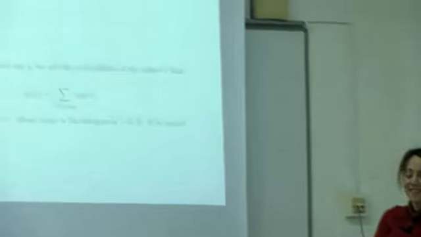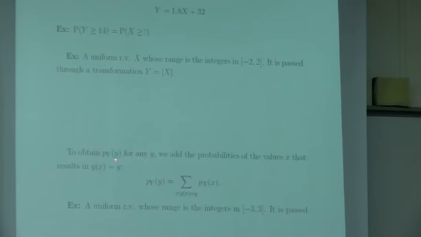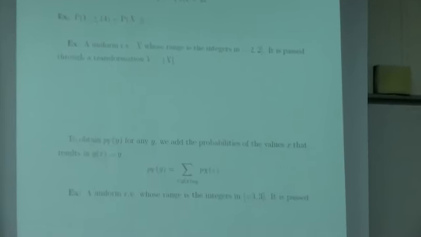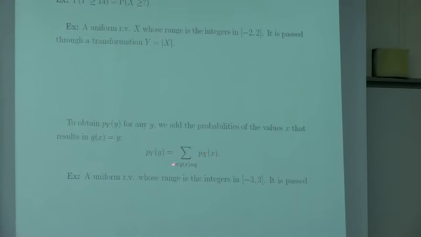So, let's try to sort of generalize what we did here. Y is g of x. And to find the PMF py of y, we can sum px of x over all values x such that g of x is y. Okay?